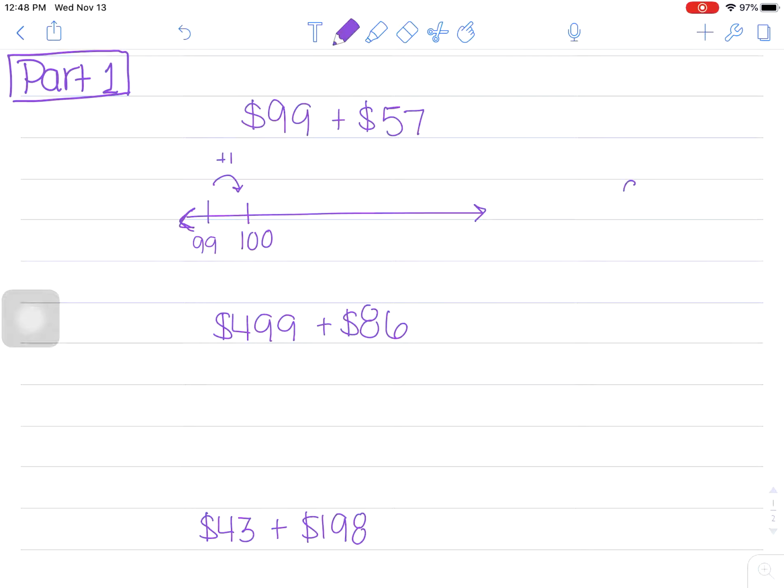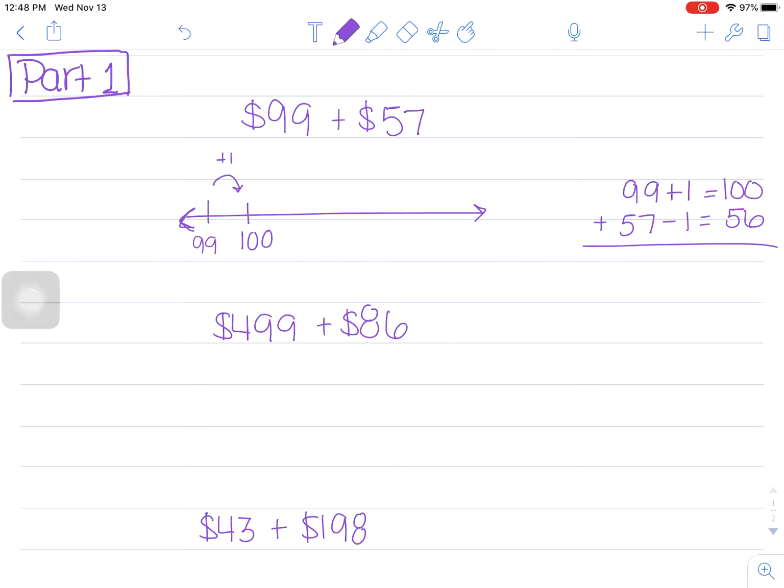Now, I'm going to show my work over here as well. So I'm giving 1 to 99, and my original problem is 99 plus 57. So if I'm giving 1 to 99, that means I have to take 1 away from 57. So I'm going to go ahead and show that that is happening over here. 99 plus 1 is 100. 57 minus 1 is 56, okay?